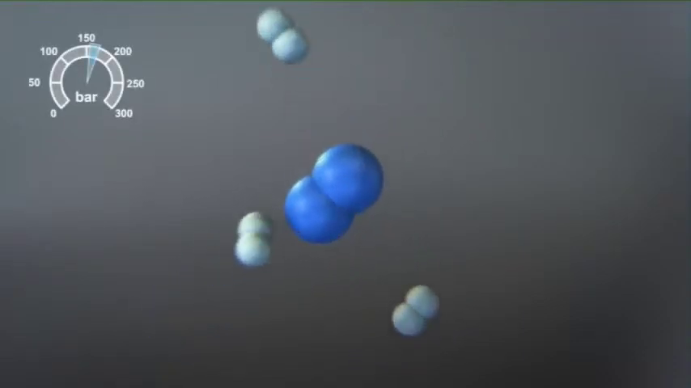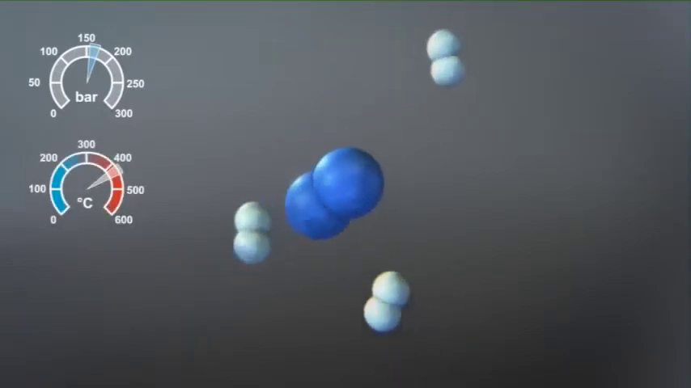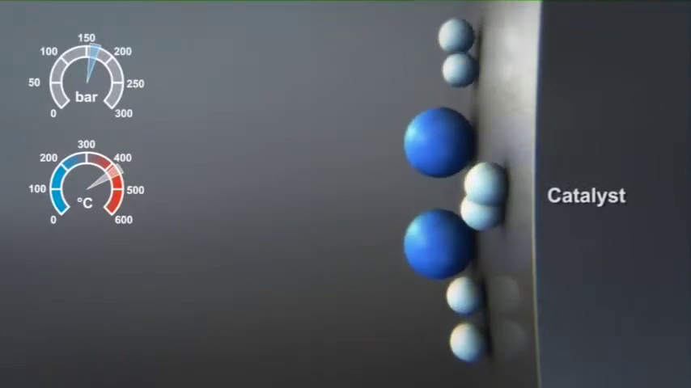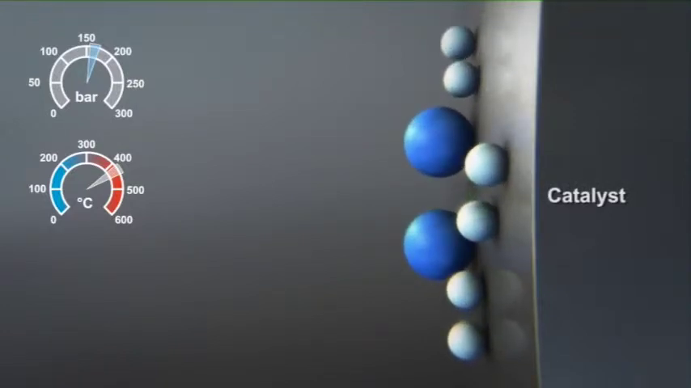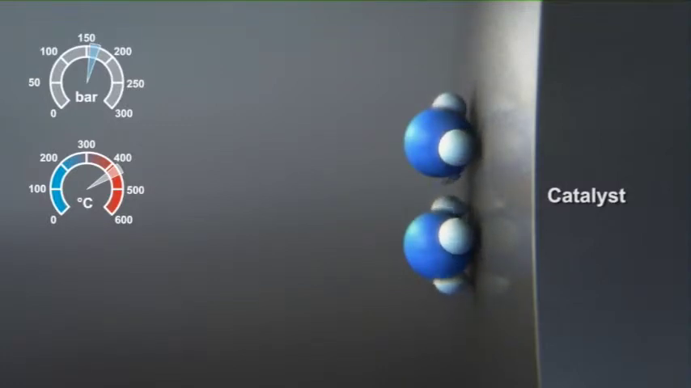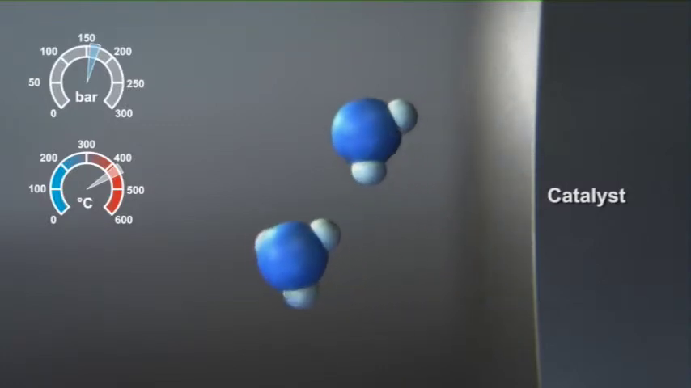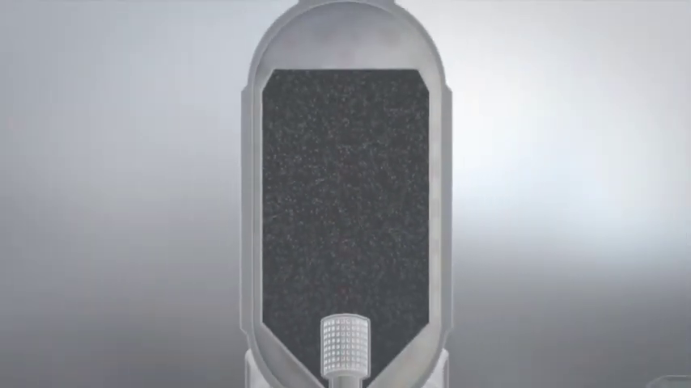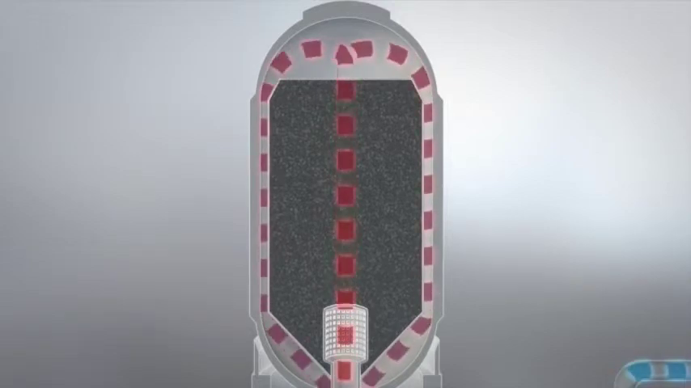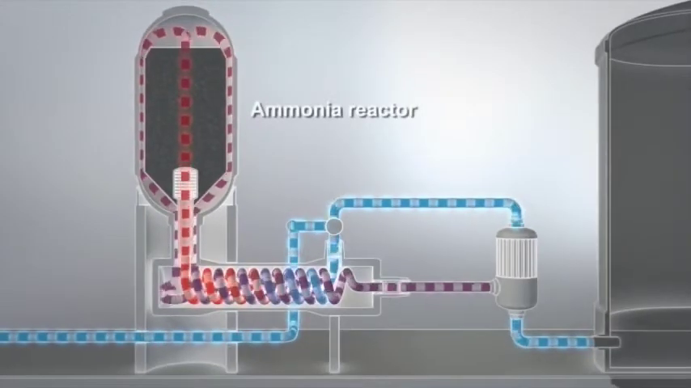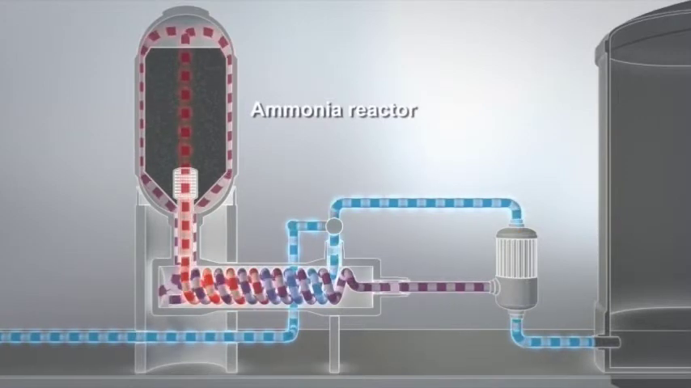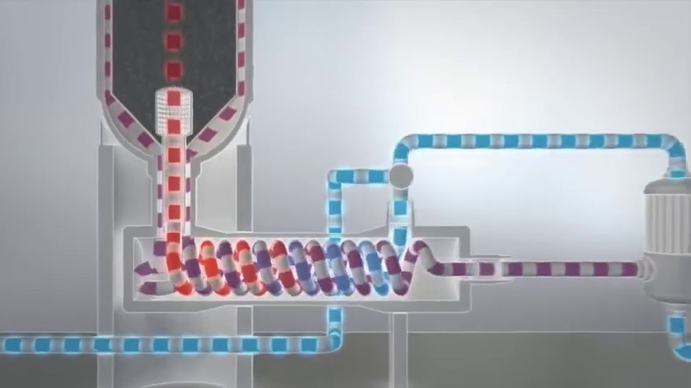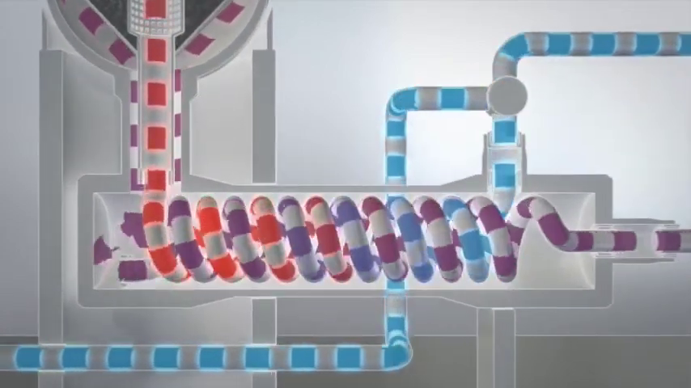Under high pressures of more than 150 bar and temperatures above 400 degrees centigrade, nitrogen adsorbs onto an iron-based catalyst and is split up into atoms. Hydrogen can now be adsorbed and ammonia is produced. The catalyst itself remains unchanged. This reaction generates heat, and therefore the reacting hot gas in the ammonia reactor is cooled with a supply of cold gas. This is achieved with a sophisticated flow system of synthesis gas based on the heat exchange principle.